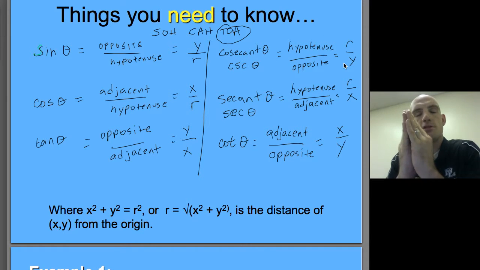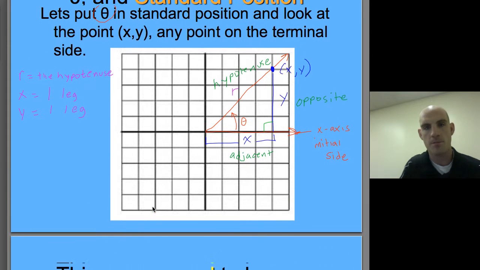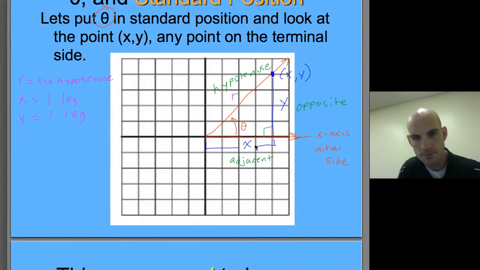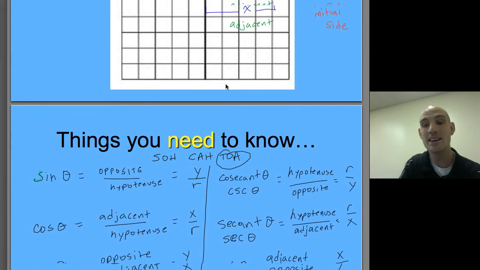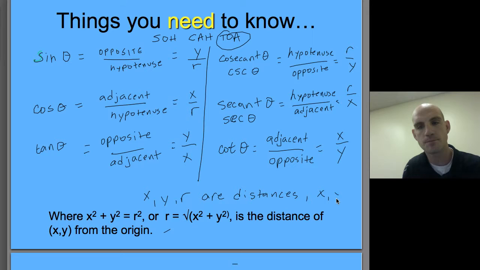I'm going to urge you to understand down here where it says x squared plus y squared equals r squared. That's what this is up here. X squared plus y squared is equal to r squared because it's a right triangle. And these lengths here, these distances here, are just the coordinates. So x comma y comma r are distances. And x and y are coordinates.